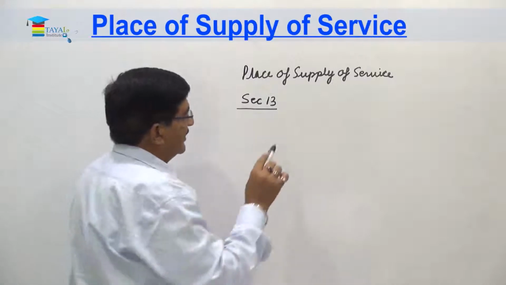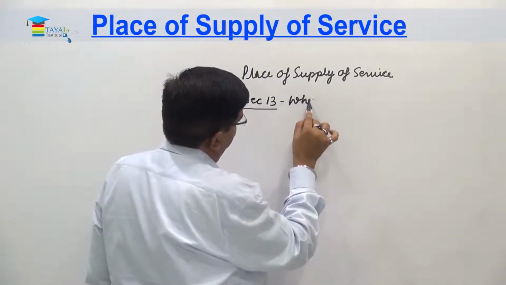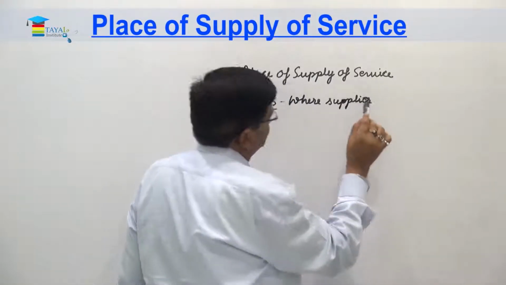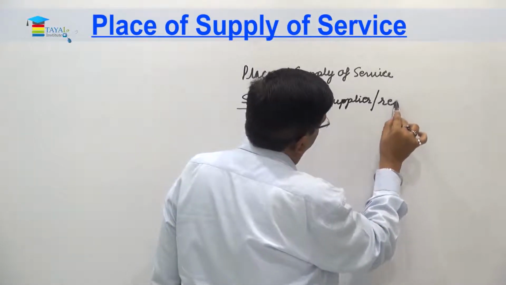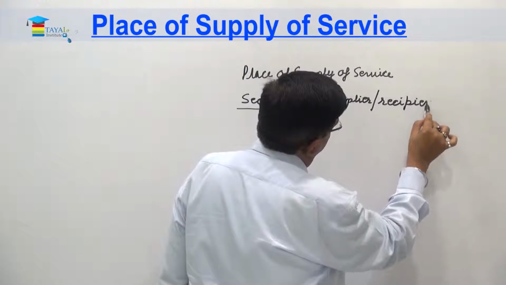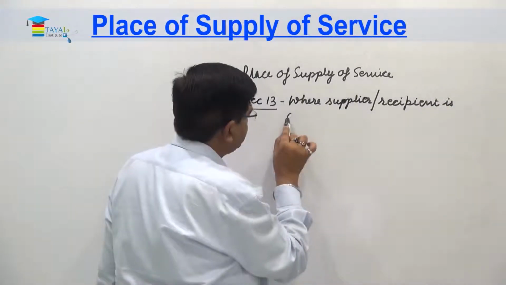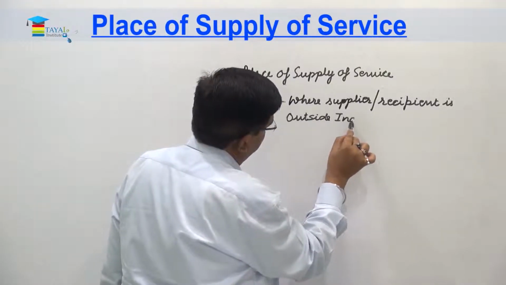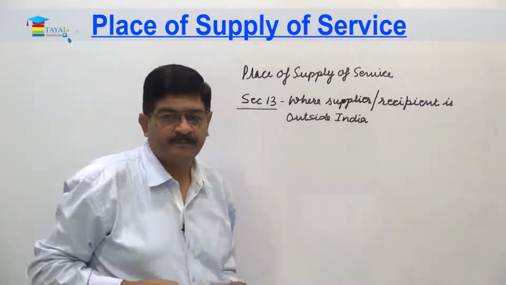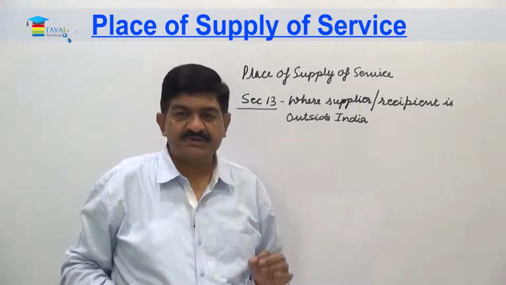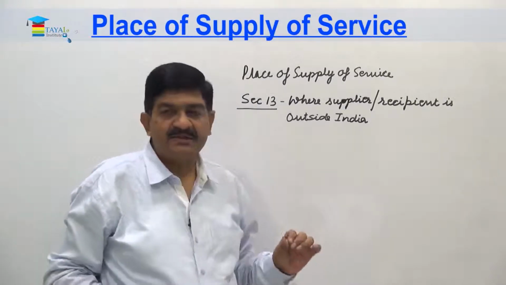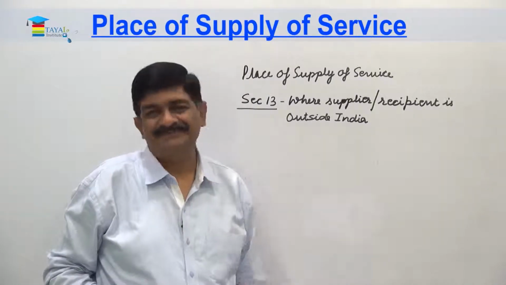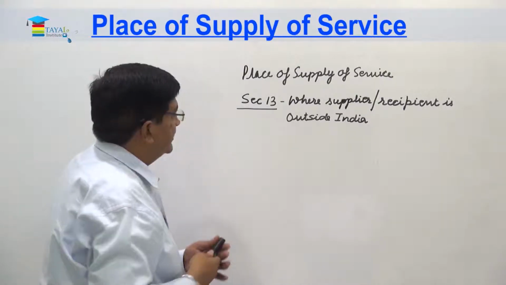Section 13 becomes applicable where the supplier of service, or you can say supplier or recipient, is outside India. At least one of the two persons is outside India, only then this section becomes applicable, otherwise it will be governed by section 12.